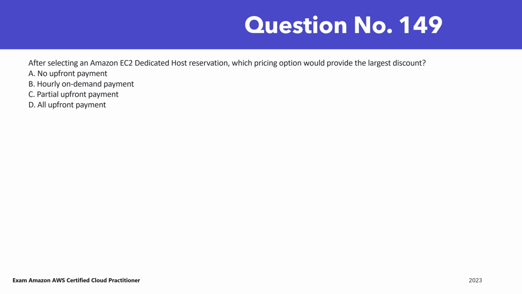After selecting an Amazon EC2 dedicated host reservation, which pricing option would provide the largest discount? A. No upfront payment. B. Hourly on-demand payment. C. Partial upfront payment. D. Upfront payment. Correct answer, D.